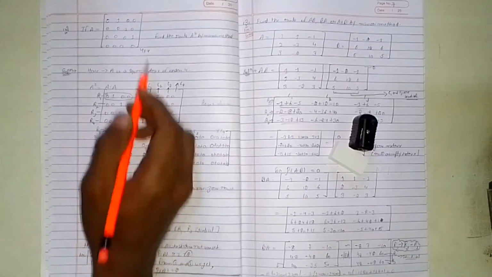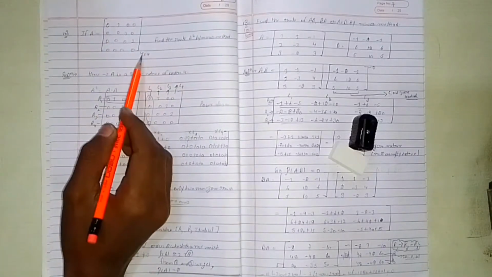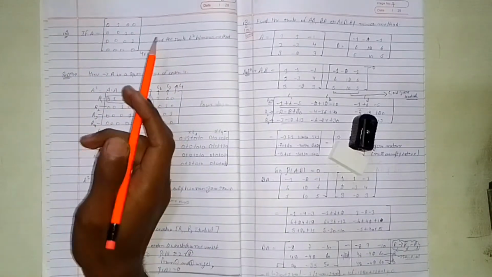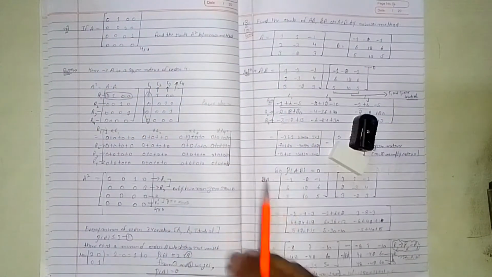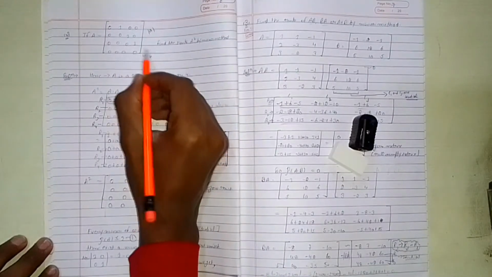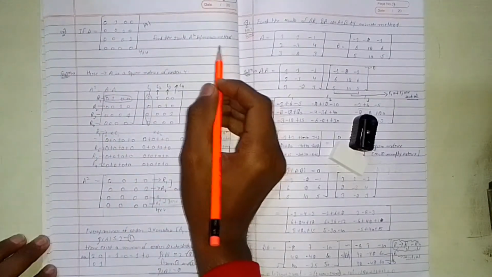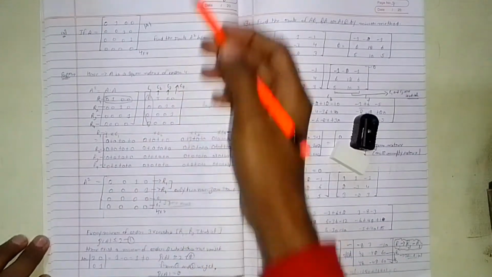So let's get started. If A is given like this, it's an order 4 matrix, and we know that we can't solve the modulus, I mean to say mod of A, which is of order 4, by the minor method. So let's see the question carefully. We have to solve A square. Let's get started.